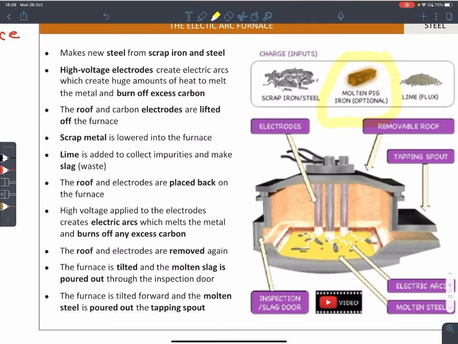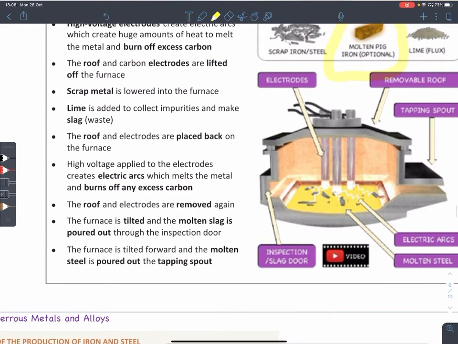So the roof and carbon electrodes are lifted off the furnace. The scrap metal, the lime, and if you're using the molten pig iron, is put in. The lime again is used to collect impurities. The roof is put back on, and high voltage is applied to the electrodes to create electric arcs, which melts the metal and burns off any excess carbon. The roof then is removed again. The furnace is tilted, and the molten slag is poured out. And the furnace then is tilted forward for the molten steel to be poured out again, out of the tapping spout.